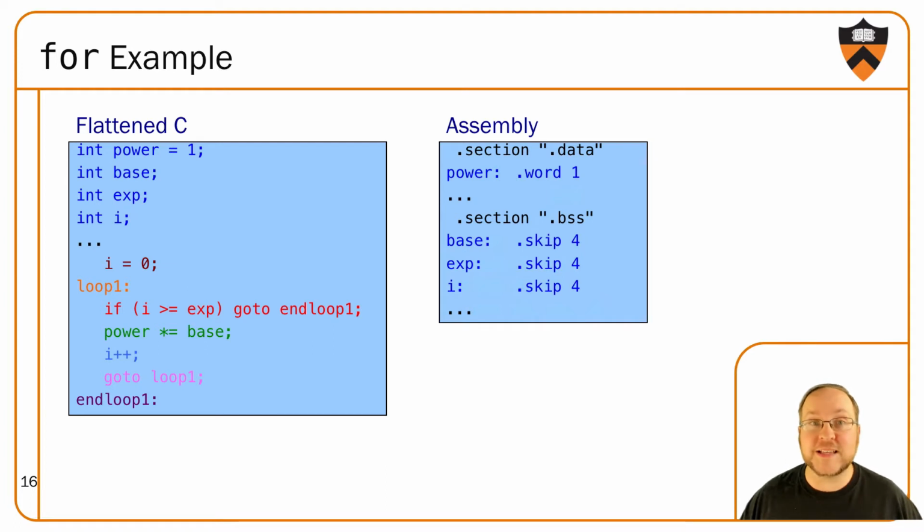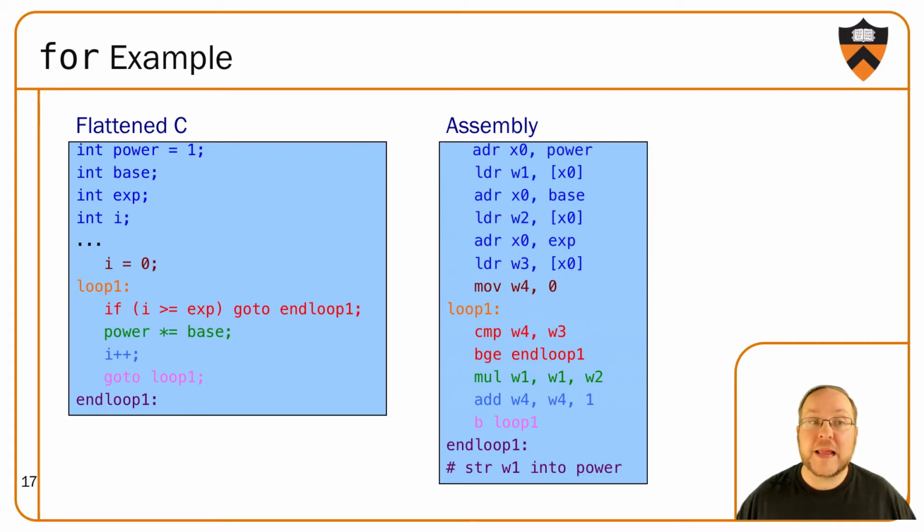Okay, so now let's see the assembly for this exponentiation example. First, the variables. Power is in data. It's an int, so that's a .word directive, and its value is 1. The rest are all ints in BSS, so in BSS we just do a .skip of 4 bytes for each of them.